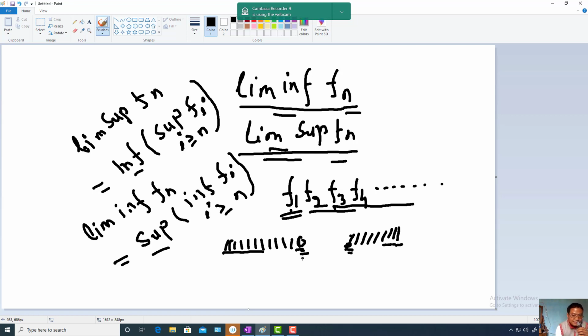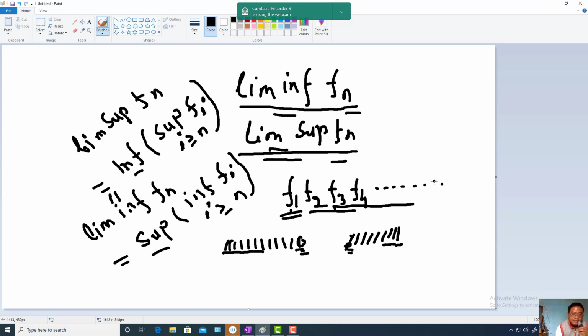So from this explanation, it is very obvious that limit supremum is always greater than or equal to limit infimum. In some sequences, these two are equal. Limit infimum is equal to limit supremum. If a sequence of functions converges to a function, then limit infimum is equal to limit supremum.